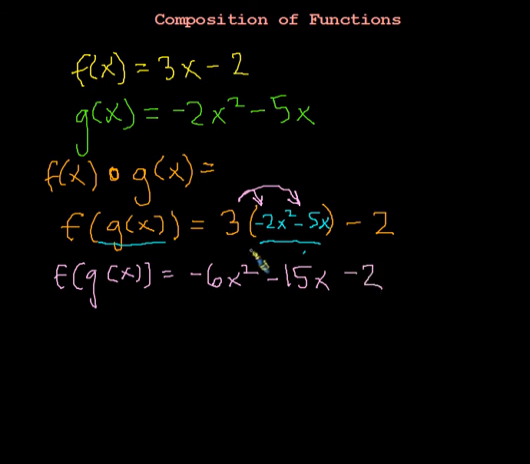Now, I can see how a student, when they first run into this, could think to themselves that I'm just multiplying these two functions together, because it almost looks like it. I mean, I'm multiplying the 3 times the other function, but I'm not really. What I'm doing is I'm putting this inside of the x of this. And in a minute I'll show you why it works out that way. But in the end, this is our end result that we're looking for. F of g of x is negative 6x squared minus 15x minus 2.